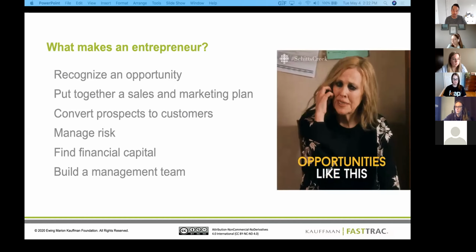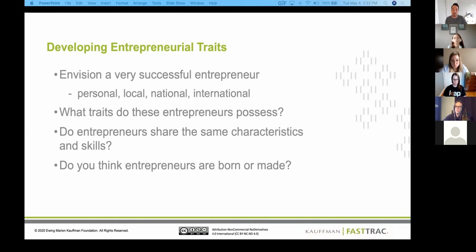So let's do a little exercise to help us think about ourselves as entrepreneurs and what we bring to the table. I want you to envision a very successful entrepreneur. Could be someone you know personally, could be local, national, or international, it doesn't really matter. What traits does this entrepreneur possess?